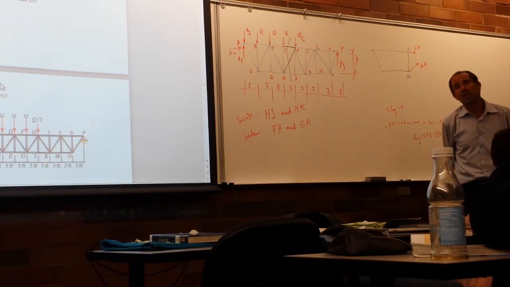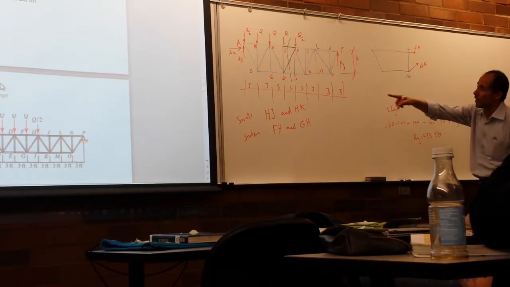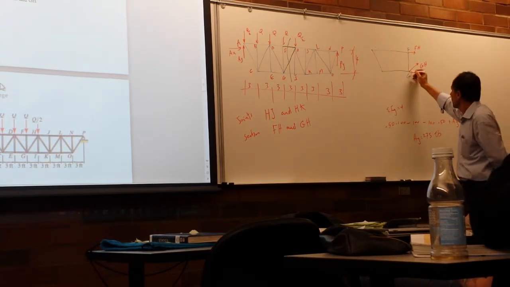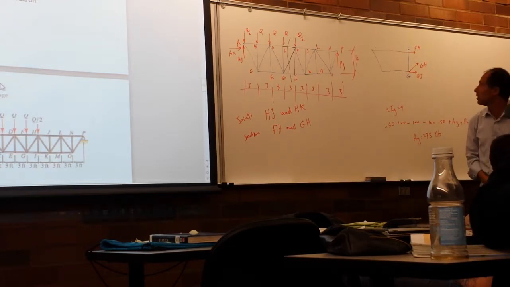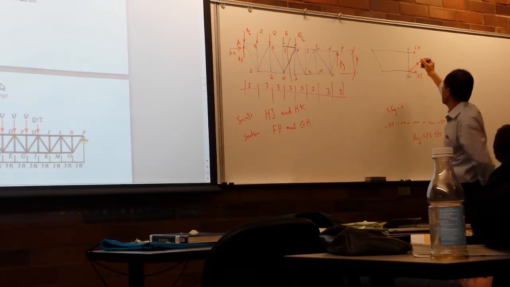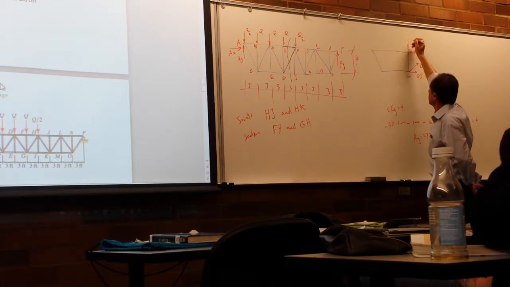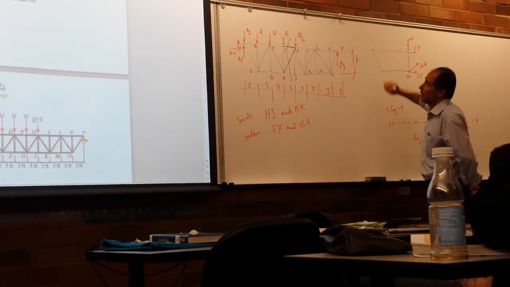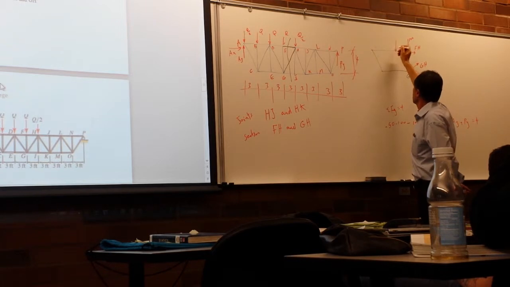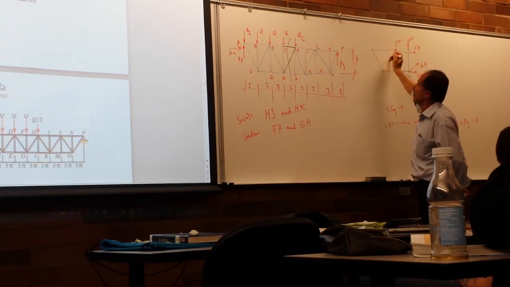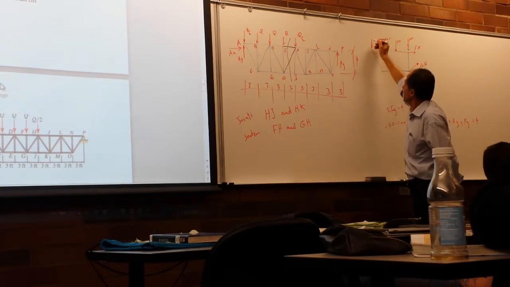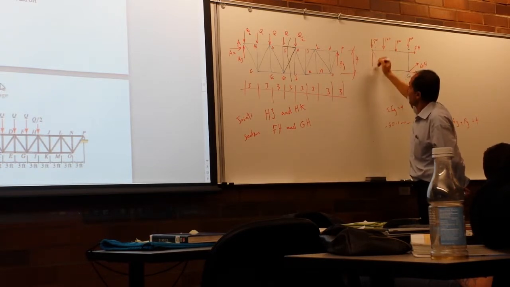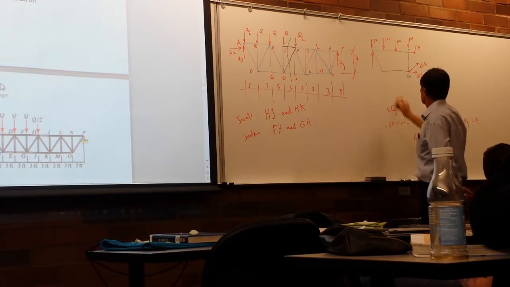Some of you in the midterm did this, just like this, and you forgot that there is another GI here. Correct? The forces at F: I have 100, 100, 100, 50, and AY, 275.